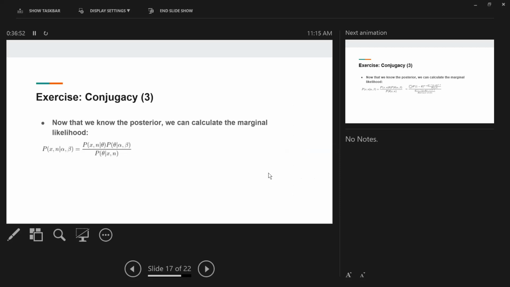B times C divided by B. So posterior is likelihood times prior divided by marginal likelihood. We can say B times A is B times C. And then D is B divided by.